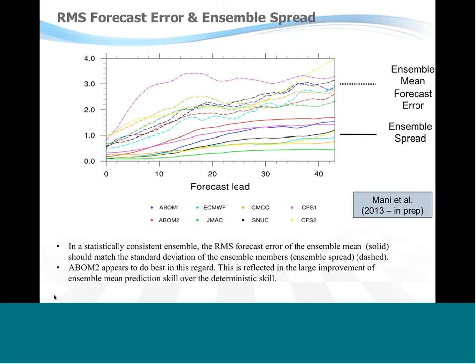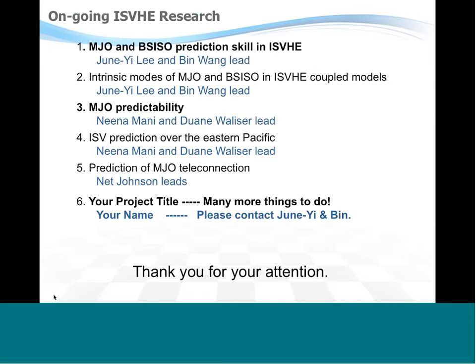The closest and best model performance in that regard is for ABOM2, which is the red line. The red solid line, which is the ensemble spread, almost comes close to the ensemble mean forecast error spread line there. And so that's how far most of the research has gotten in terms of prediction skill and predictability estimates. This lists some of the activities going on.